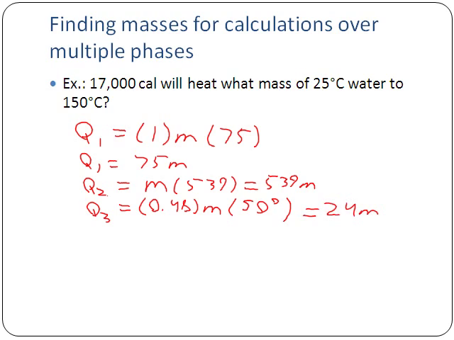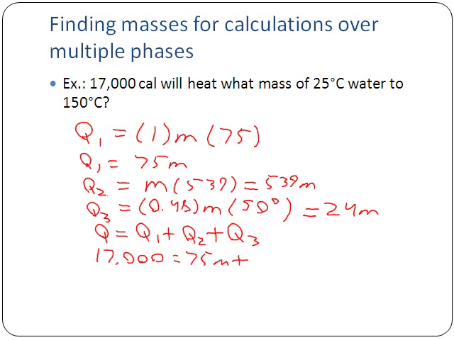We know that our total Q is going to be equal to Q1 plus Q2 plus Q3. Total Q here is 17,000 calories, and that's equal to Q1, which is 75 M, plus Q2, which is 539 M, plus Q3, which is 24 M. So we can take these and add them up: 75 plus 539 plus 24 gives us 638 M. So 17,000 is equal to 638 M.